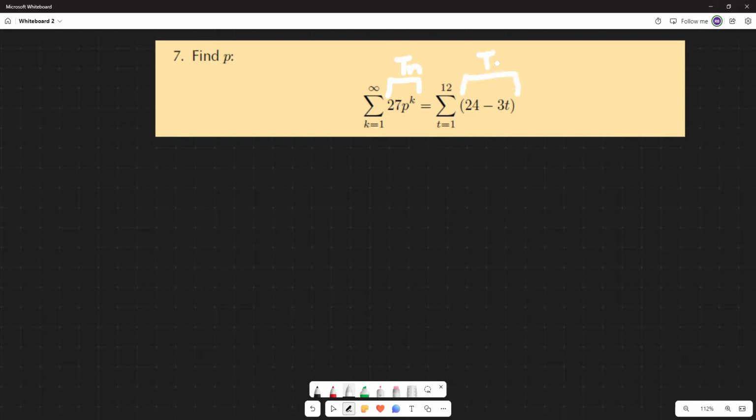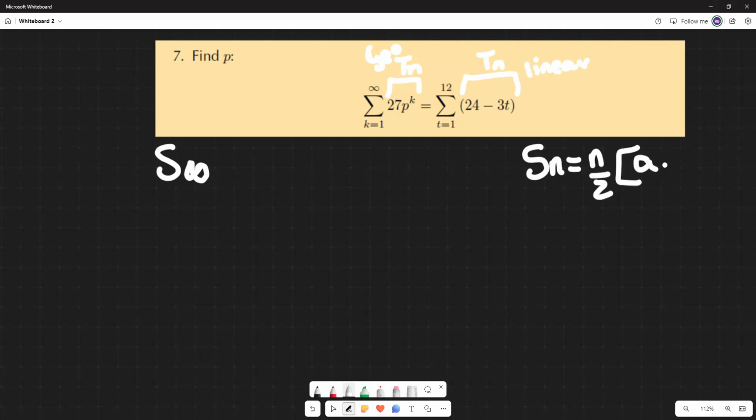Perfect. And then I can see that this is linear, because t is to the power 1. This way, when the variable is an exponent, so this side I have geometric. And this geometric is the sum to infinity, basically, because there's an infinity sign there. So on the left-hand side, I'm doing sum to infinity, and on the right-hand side, I'm doing Sn equals n over 2. Remember, I said for linear, if you have sigma notation, use this formula. Right? Perfect.